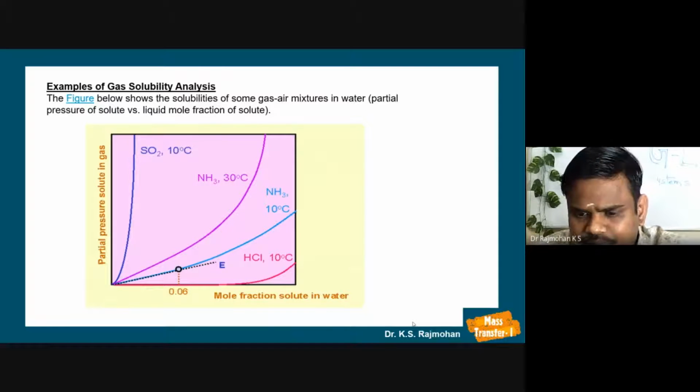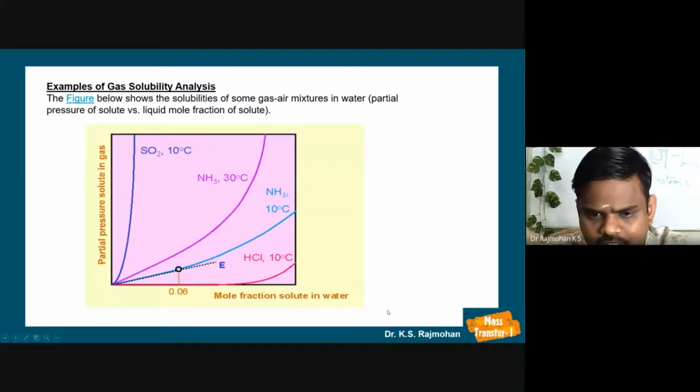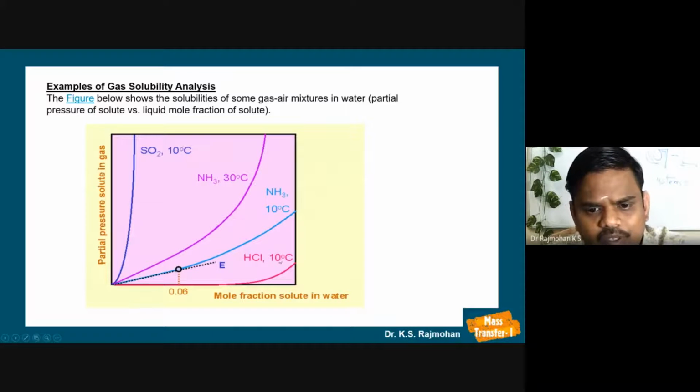For example, if you look at HCl, you can see HCl is more soluble than ammonia, which in turn is more soluble than SO2. So HCl is more soluble, that's why it is close to the x-axis. As I said, if it is close to the x-axis, it is highly soluble. If it is close to the y-axis, it is sparingly soluble.